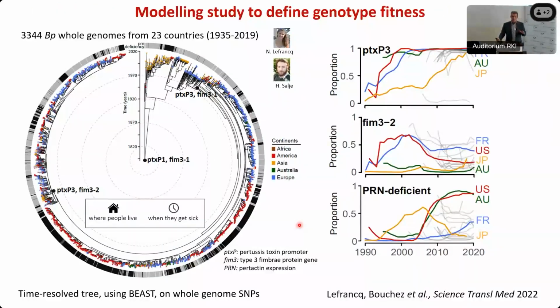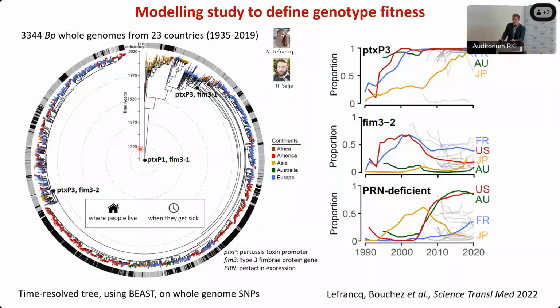So clearly there is evidence that being pertactin positive as a Bordetella is not a very good idea if the human population is vaccinated with acellular vaccine containing pertactin. So together with my colleagues Henrik Sallier and Noémie Lefranc, we were interested to define quantitatively the fitness of the different strains and the different genotypes of Bordetella depending on the type of vaccine used in the different countries.